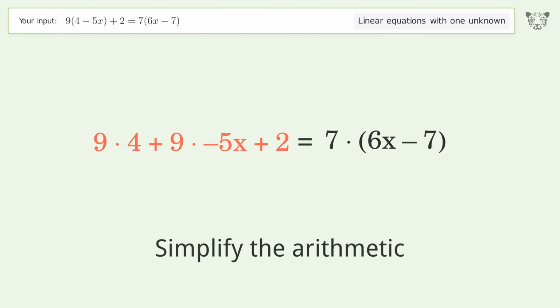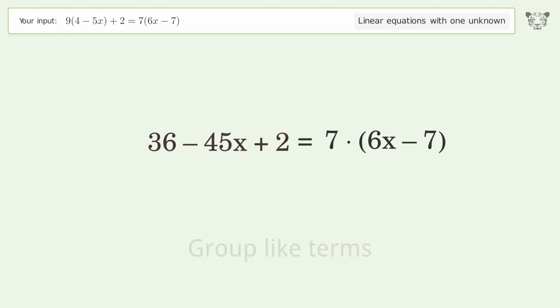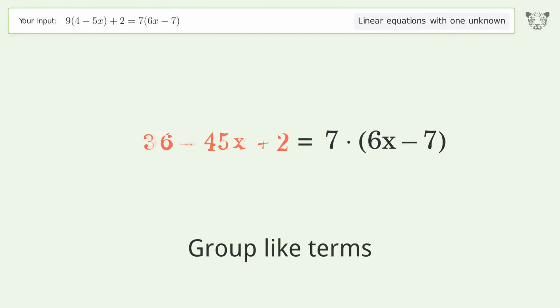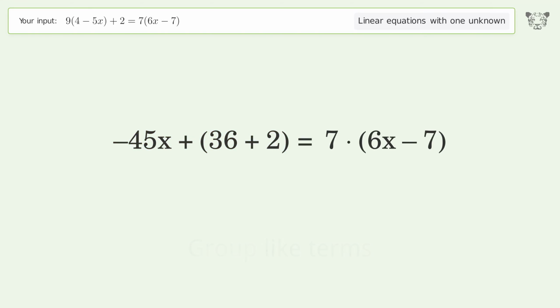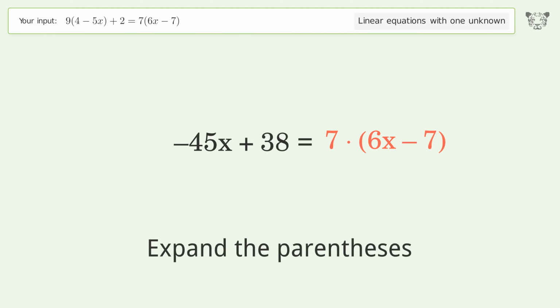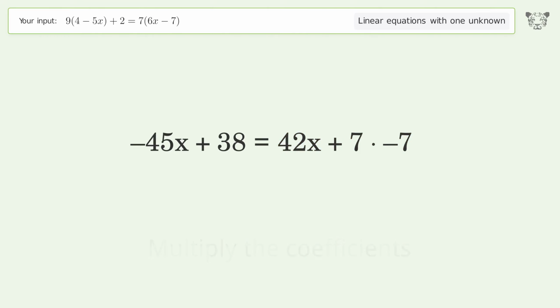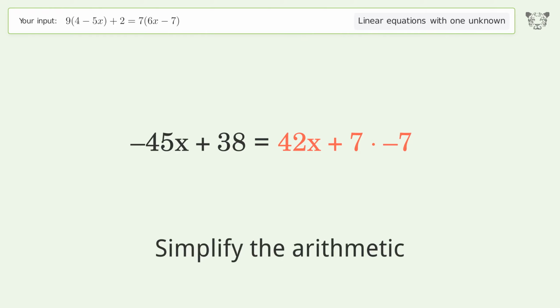Simplify the arithmetic. Multiply the coefficients. Group like terms. Simplify the arithmetic. Expand the parentheses. Multiply the coefficients. Simplify the arithmetic.